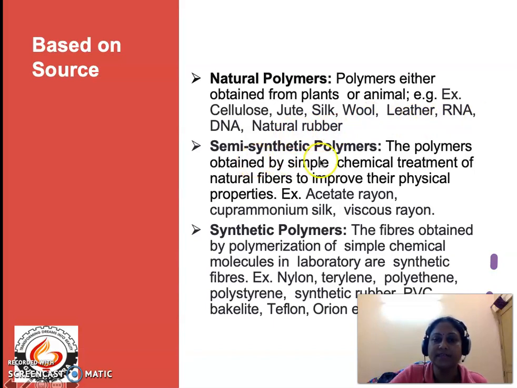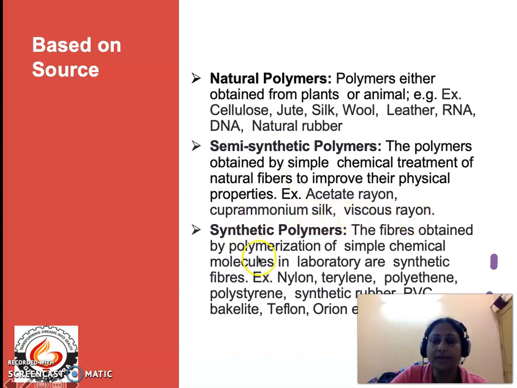Now, in the case of semi-synthetic polymers, if the polymers undergo simple chemical treatment so as to improve their physical properties, we call them semi-synthetic polymers. For example, acetate rayon, cuproammonium silk, viscose rayon, etc.